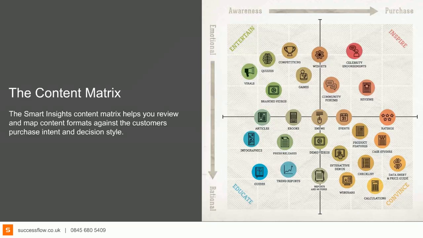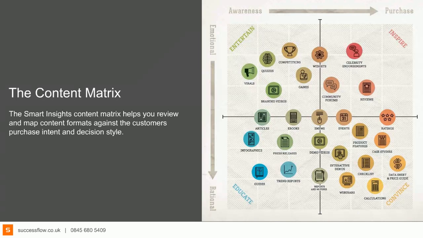On the left-hand side, you've got emotional to rational decision thinking from your audience. As you get those personas, you might see this individual is going to be more at the emotional end of the spectrum, or much more at the rational end. Across the top axis, in this case from awareness to purchase, that would be your customer journey. And in the centre, we've got lots of different content types that could be used.